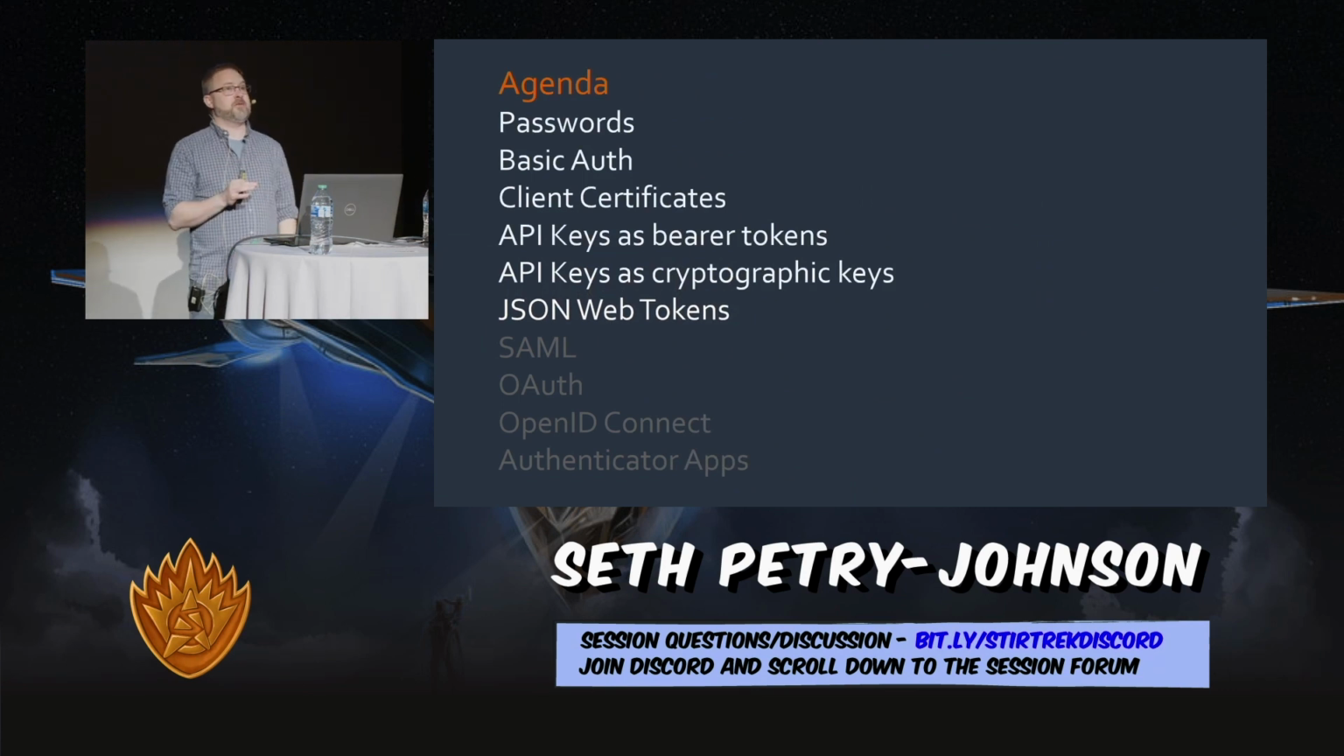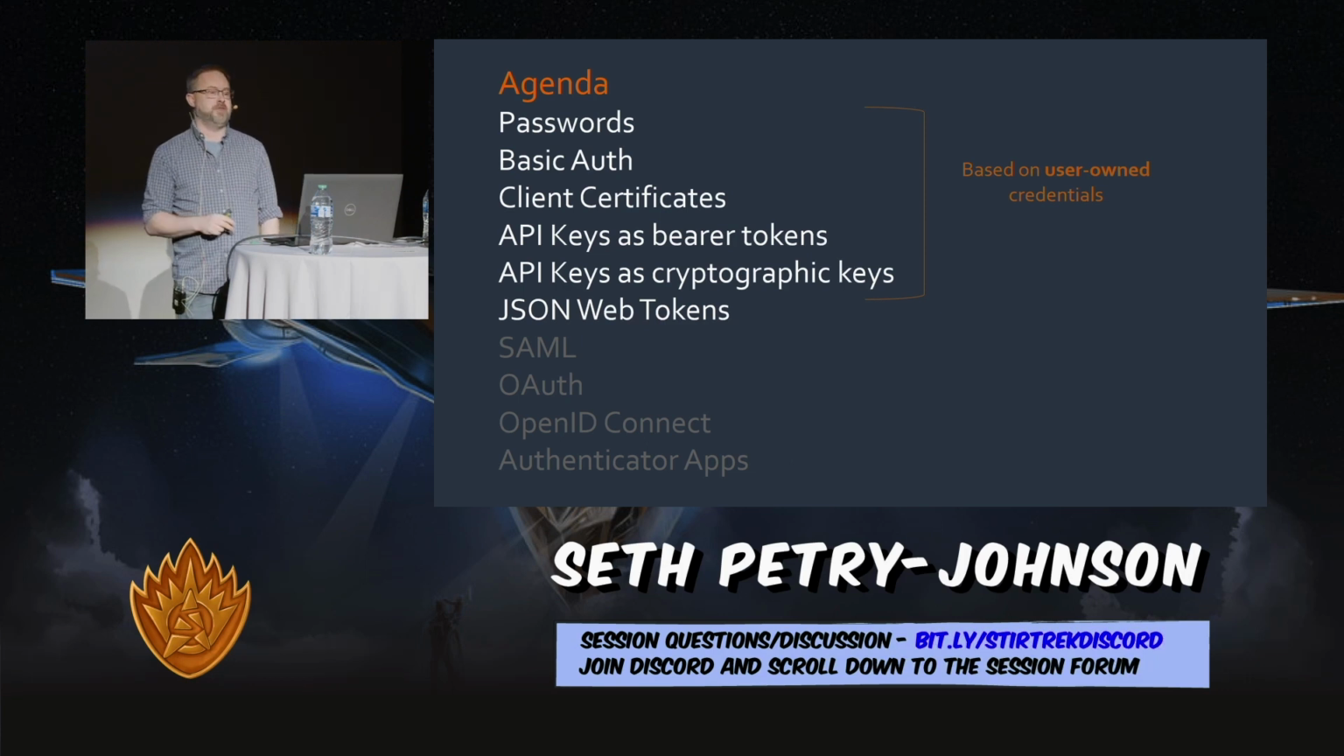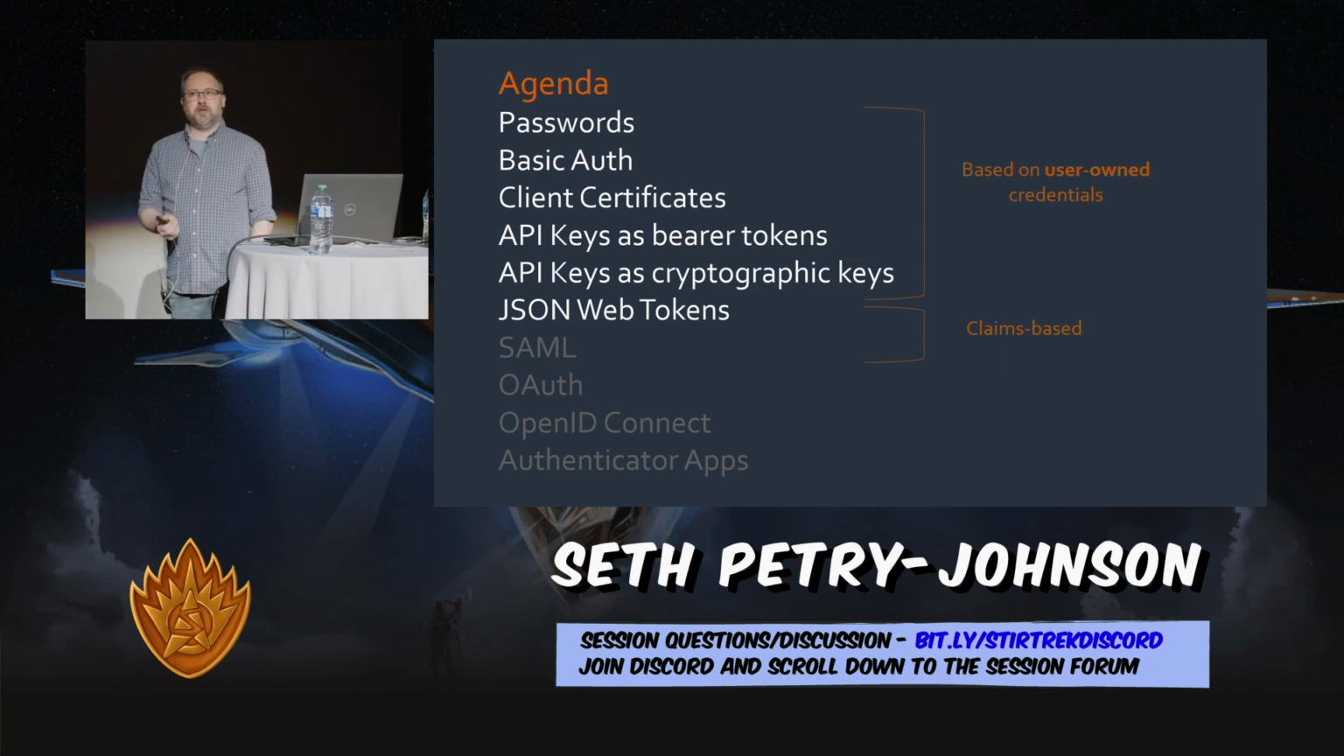All right, so we covered a lot of ground. Let's take a quick breath, look back at our agenda, see how we're doing. Passwords, basic auth, client certificates, and API keys are all methods for doing authentication with user-owned credentials. Web tokens are an example of a claims-based system that uses system-owned credentials to sign a token. And it can be used for authentication or authorization, depending on how you use it.